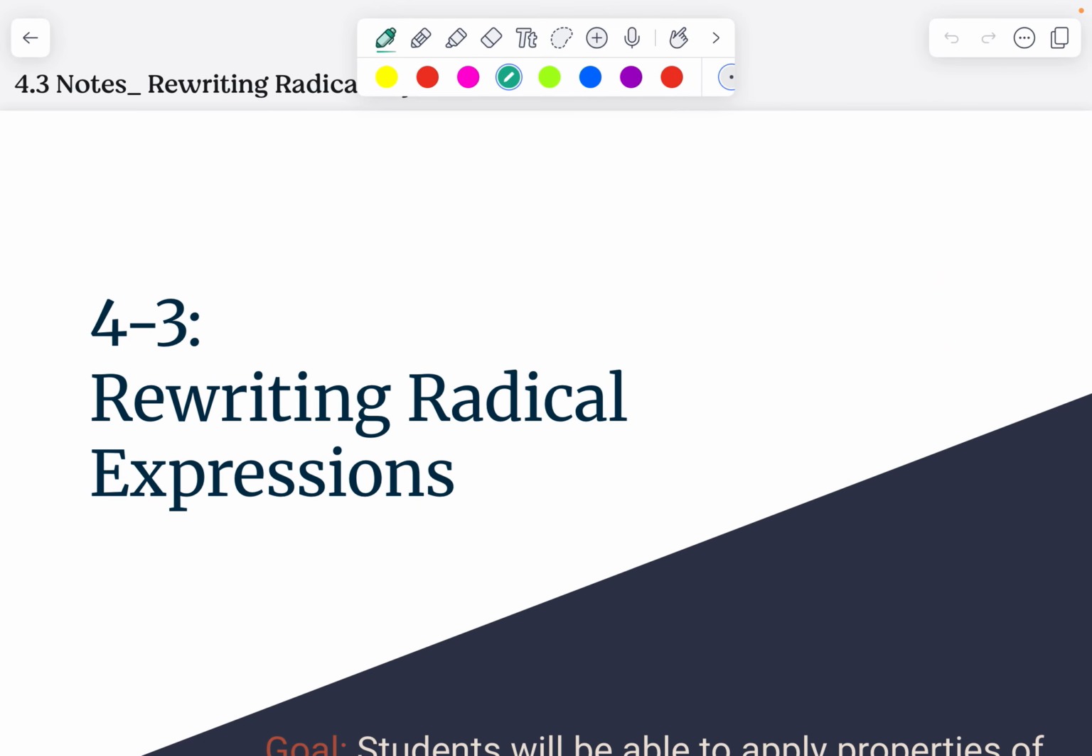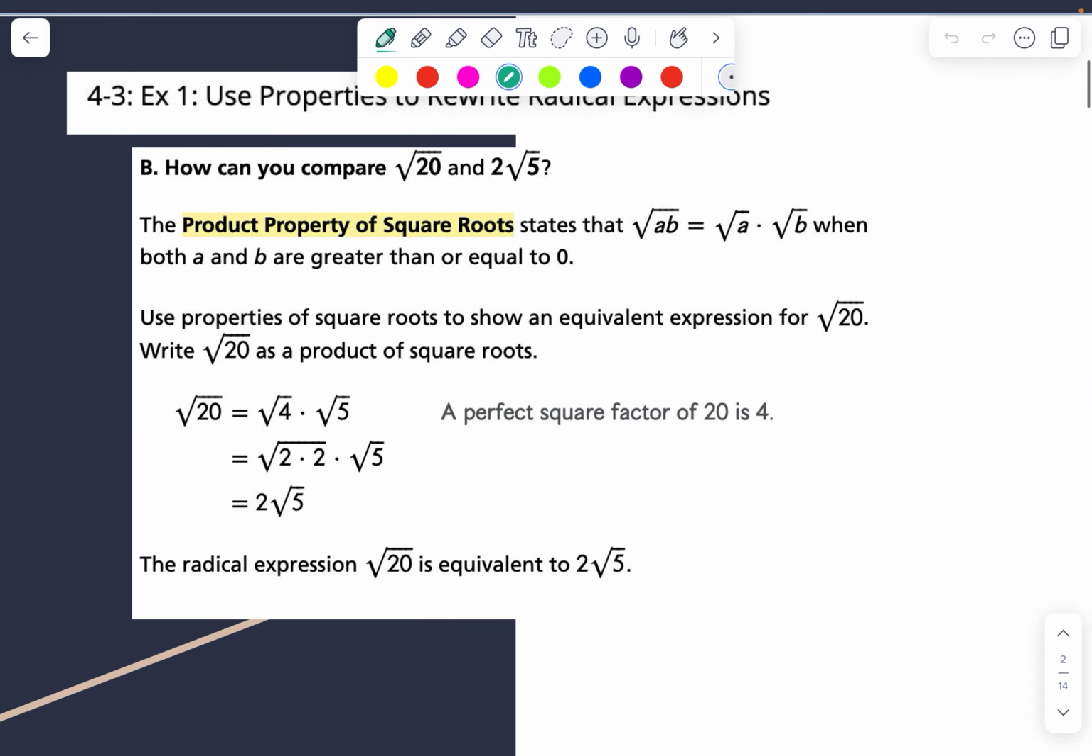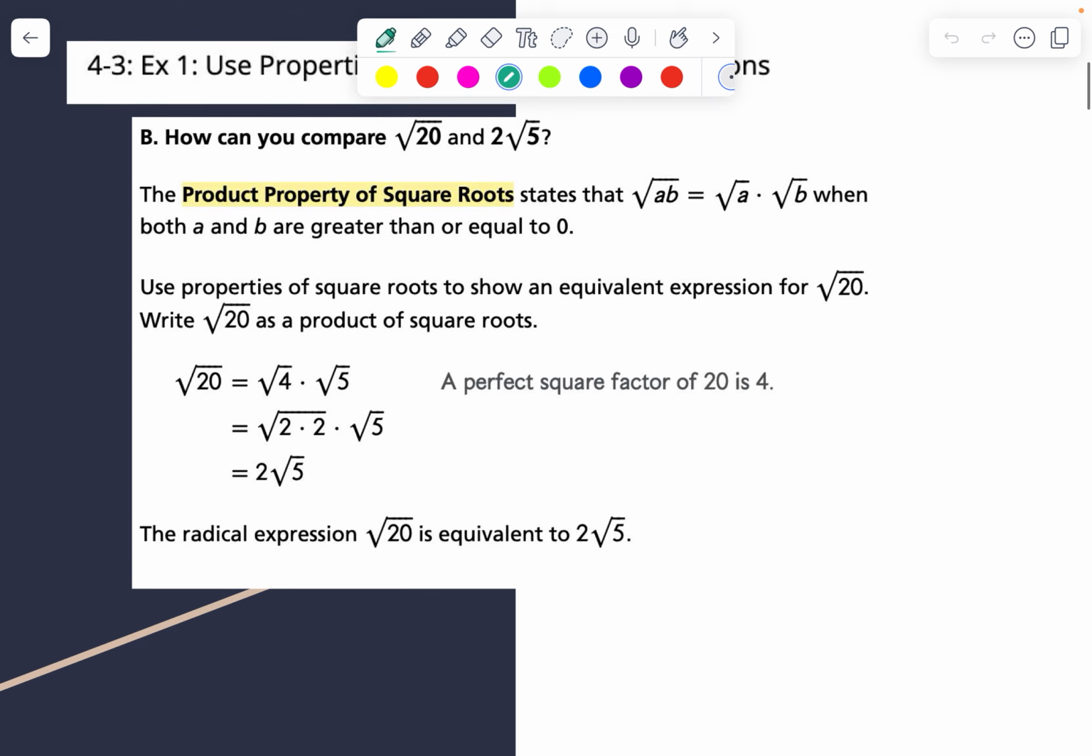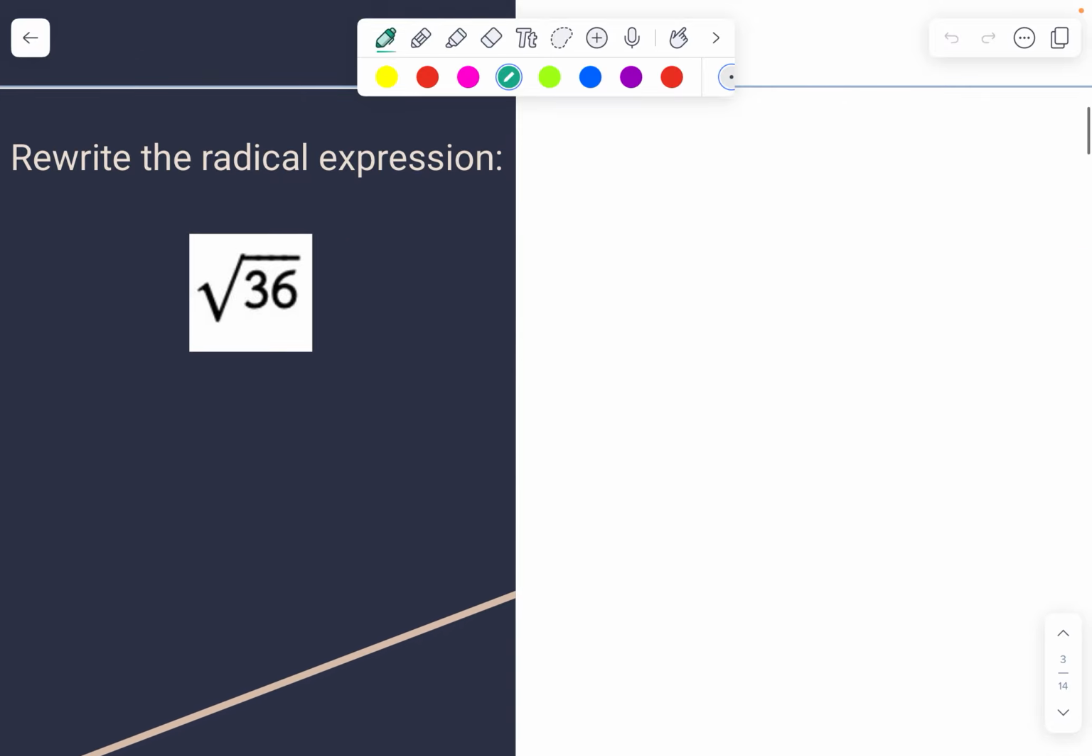Hello friends, today we're going to talk about simplifying square roots, which is officially called rewriting radical expressions. So we've kind of talked about this already in math review. Simplifying square roots. So let's look at an example here.